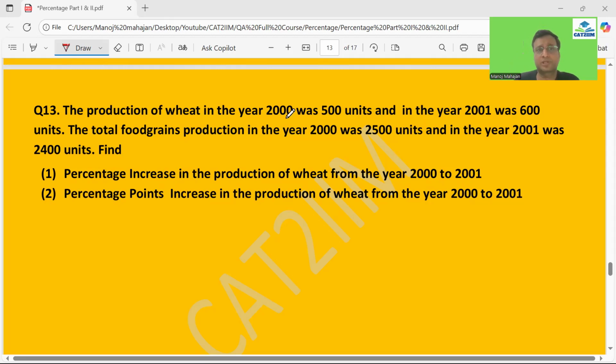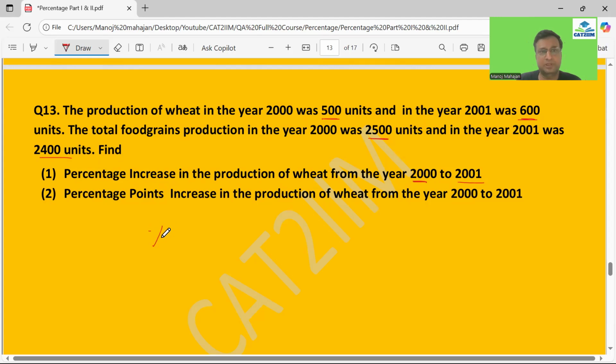What is given is that production of wheat in the year 2000 was 500 units, and in the year 2001 was 600 units. Total food grain production in the year 2000 was 2500 units, and in the year 2001 was 2400 units. So I have created two parts to it so that you understand what the percentage increase value is over here and what the percentage points increase is.